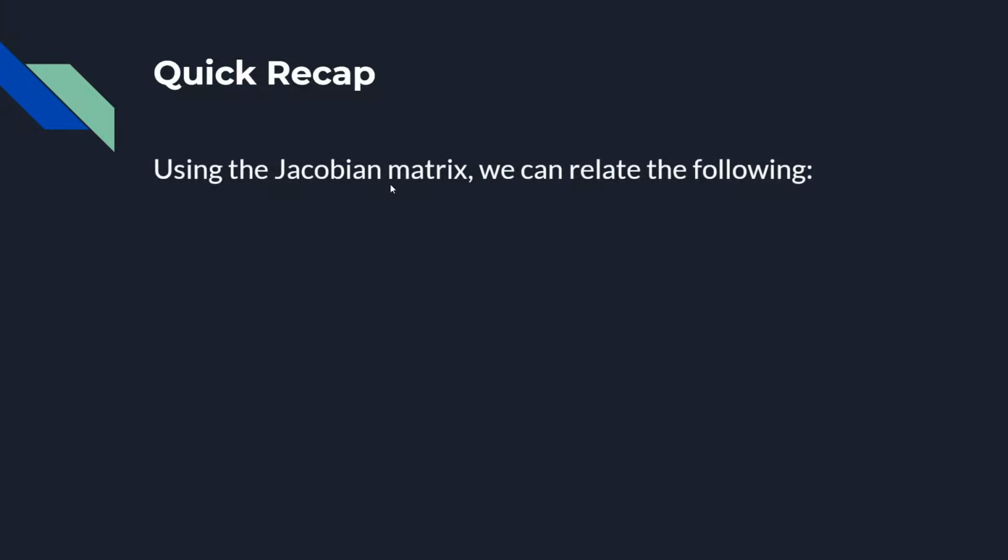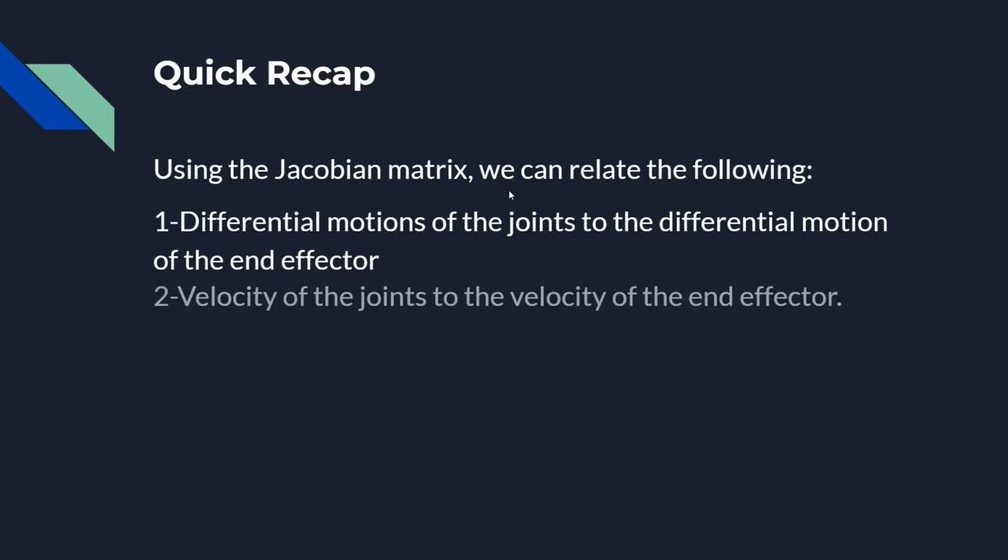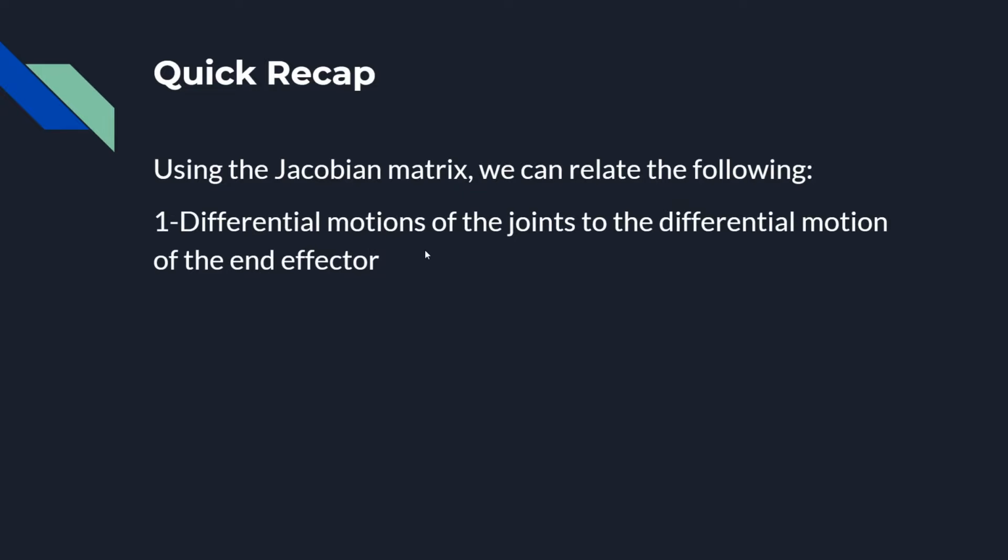Just to have a quick recap of what we did in the last class: we realized that we could use the Jacobian matrix, which could be found by quite a few different methods, geometrically using that table and other such methods. We could relate the differential motion of the joints to the differential motion of the end effector, which meant just by seeing the tiny movements of the joints, we could see how those tiny movements are actually going to affect the movement of the end effector.